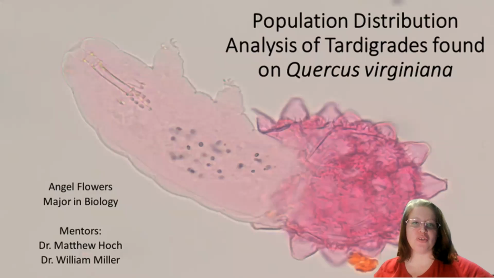Hello, everyone. My name is Angel Flowers, and my OUR project was the population distribution analysis of tardigrades found on Quercus virginiana, or the southern live oak.